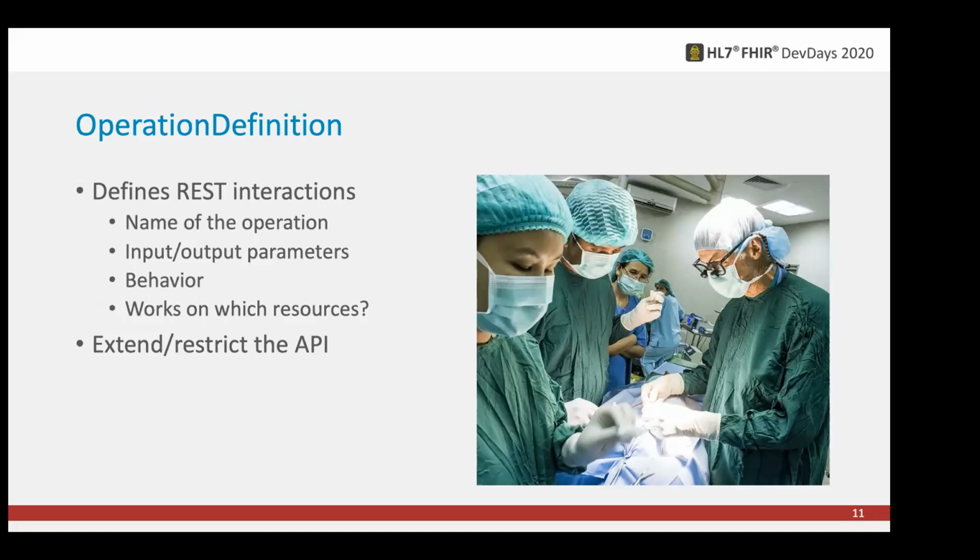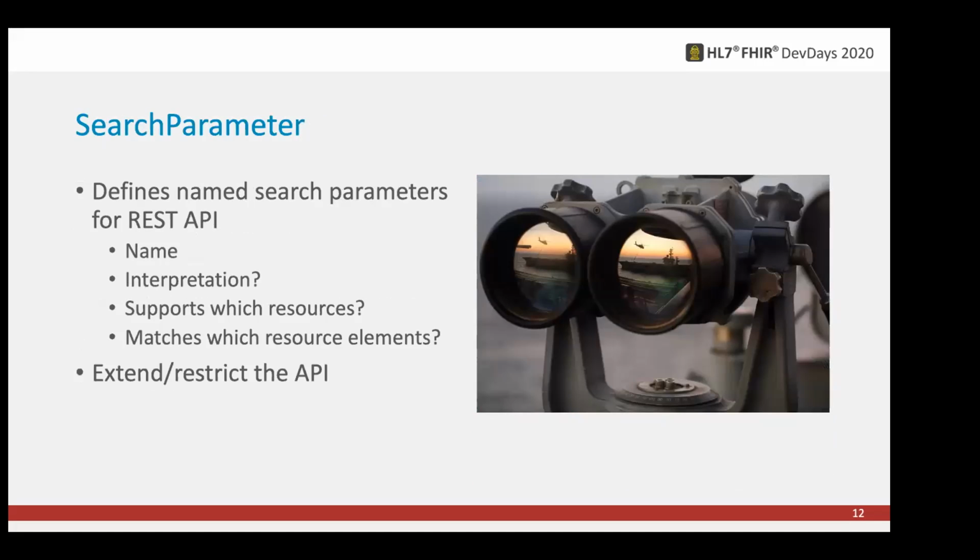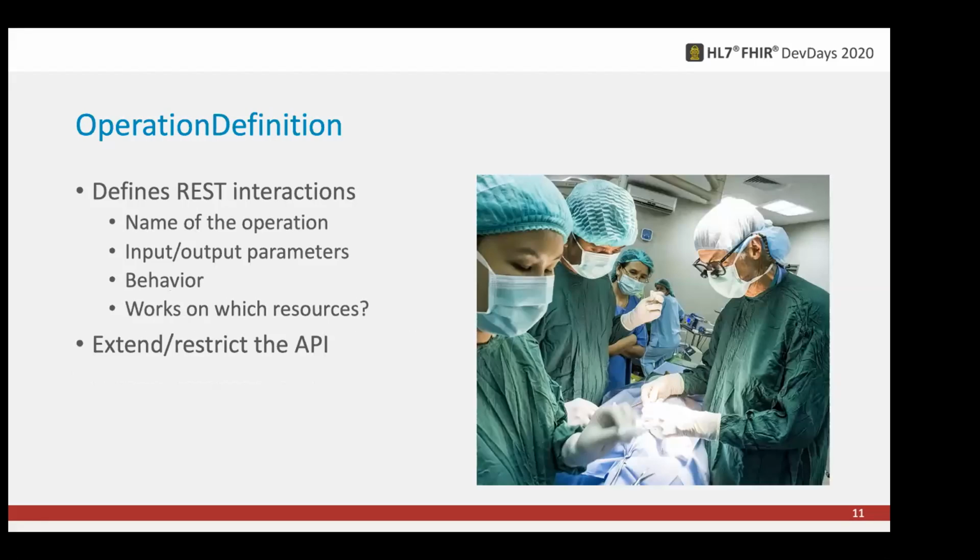Another of the FHIR conformance resources is operation definition. Within an operation definition, you can describe your operation with the input and output parameters used for that operation. Of course, also a description of the behavior or the expected behavior of that operation, and on which resource or resources that operation works. They can then be used for implementers to extend the API or restrict things on them.